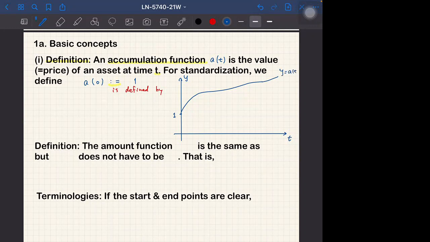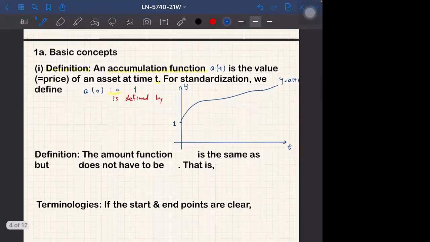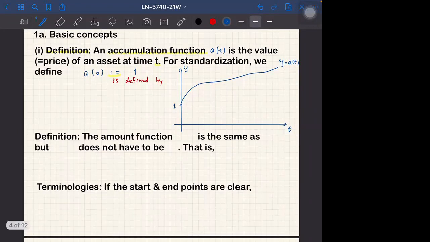Or in the simple interest case, this just becomes a straight line. So this may be another example of a(t). Given the time points 1, 2, 3, you can see what the value is. So if the first year the interest rate is 10%, this value may be 1.1 or so on. So this is the definition of the accumulation function.